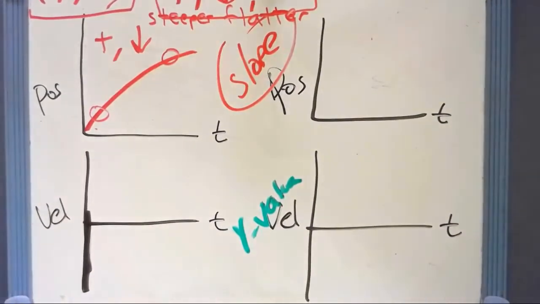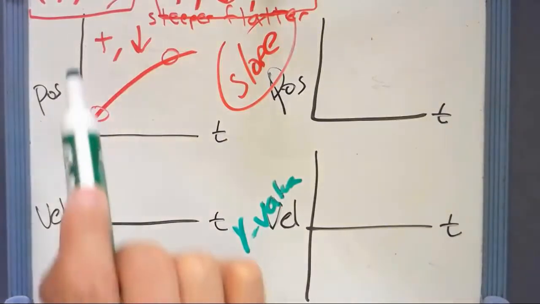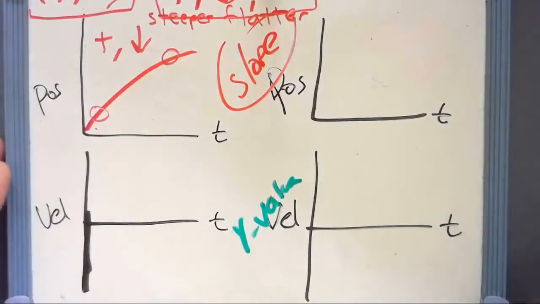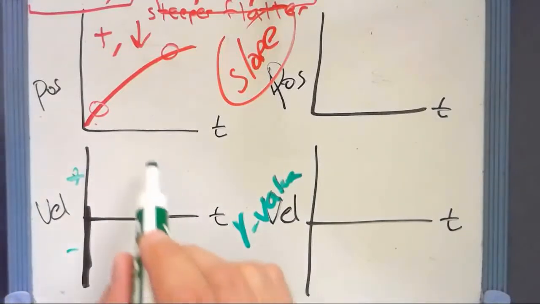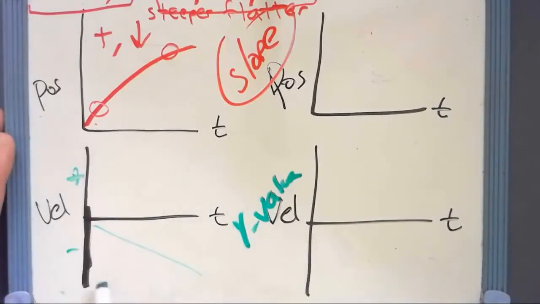The question is, how do I draw the same motion on a velocity versus time graph? I want to draw positive, decreasing velocity on a velocity time graph. Well, how do I do positive velocity? Remember, these are positive y values, these are negative y values. So to do positive velocity, whatever I draw has got to be up here, so I'm not going to do anything down here.